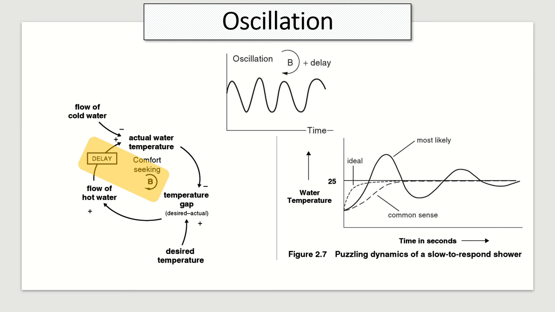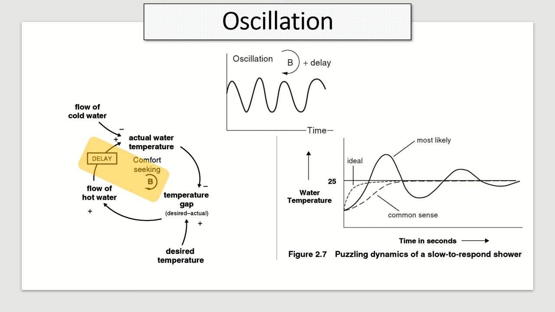And so this suggests that these oscillations are due to the fact that I am trying to seek comfort, so that's a comfort-seeking loop, but there's a delay between what I would like to happen and what actually happens, and it's that delay that's generating these oscillations.